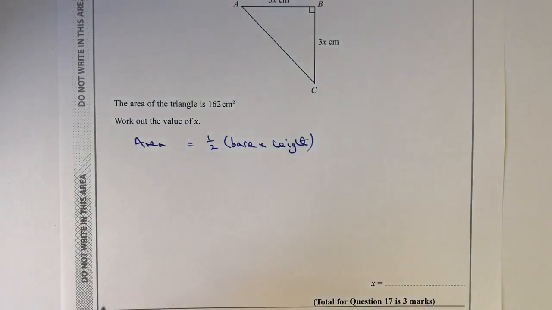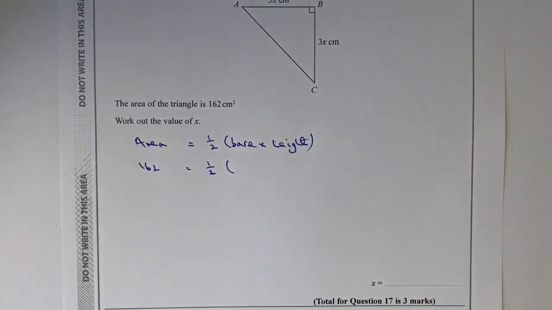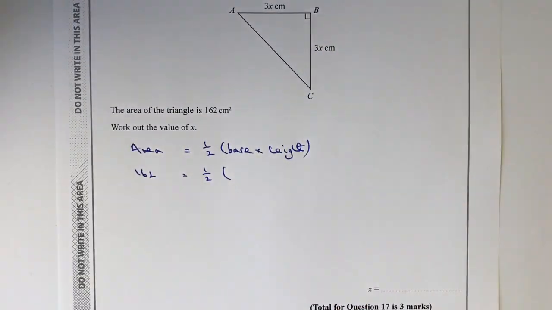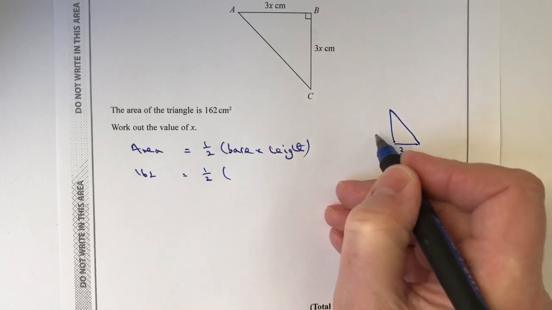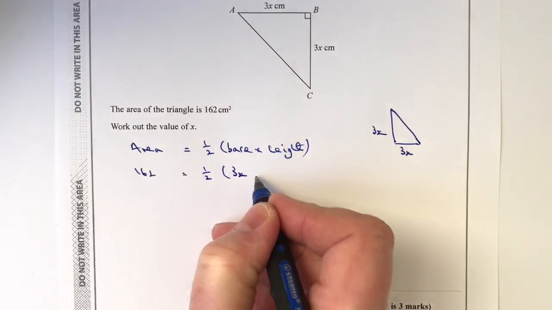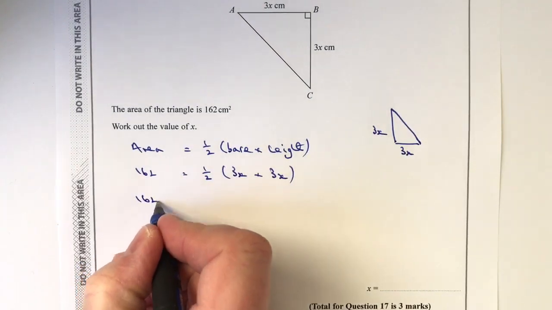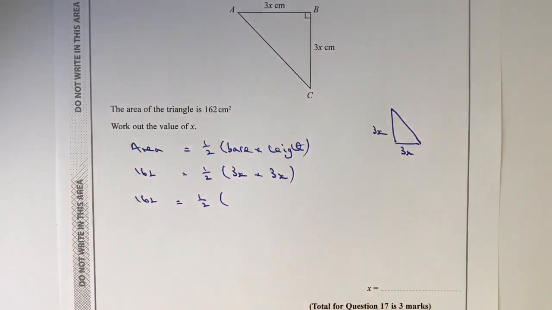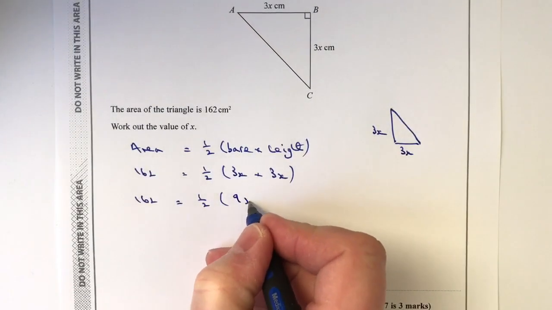So the area we're told is 162. Half I'm going to leave. Now the base, if you can imagine the triangle standing upright like that, the base is going to be 3x and the height is going to be 3x. So the base is 3x and the height is also 3x. Now we need to start to simplify and work this through. Well, 162 I'm going to leave as it is. Half I'm going to leave as it is. Now I've got 3x times 3x, which is 9x squared.